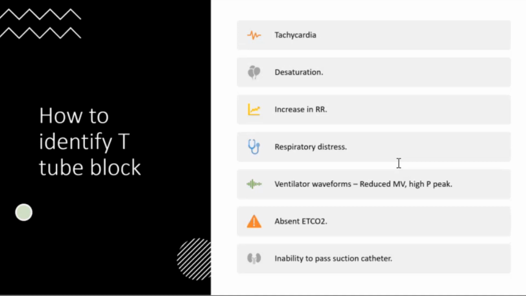If the patient is on a ventilator, the tidal volume will be reduced and not getting delivered. Peak pressure is one thing you look at. You looked at the patient a few hours back, the peak pressure was around 20. After 1 or 2 hours, this event happens. Always look at whether the peak is high; either this is a tube block or there's a pneumothorax, so you should think of that. End-tidal will give you much information. If there's no end-tidal waveform that you're seeing, definitely there's a tube block or the tracheostomy is in a false track. And the most important thing is the inability to pass the suction catheter.